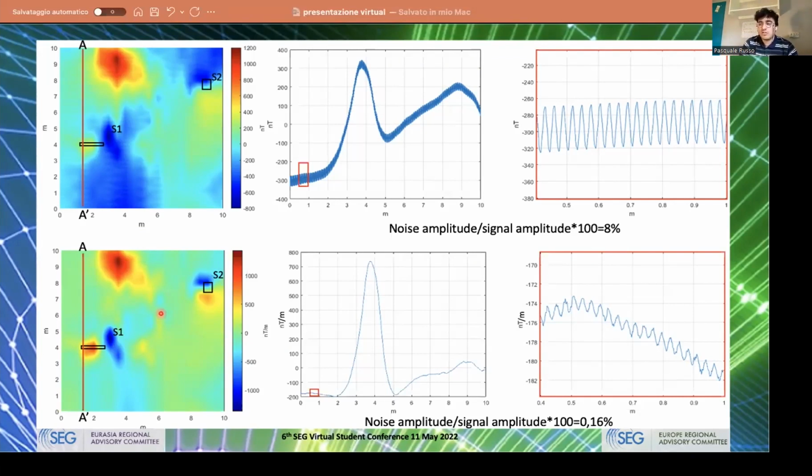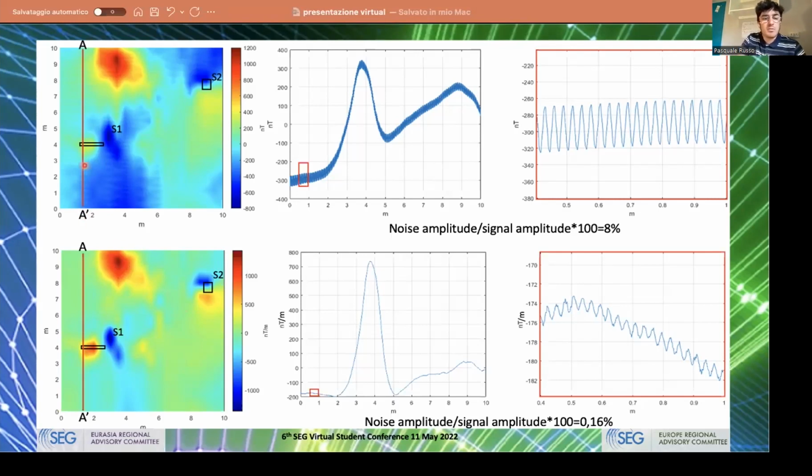Indeed, the gradient allows us to focus better on the two metallic sources. In addition to the two metallic sources, there is also a third source in the top left corner, maybe generated by some metallic object buried in the survey area.